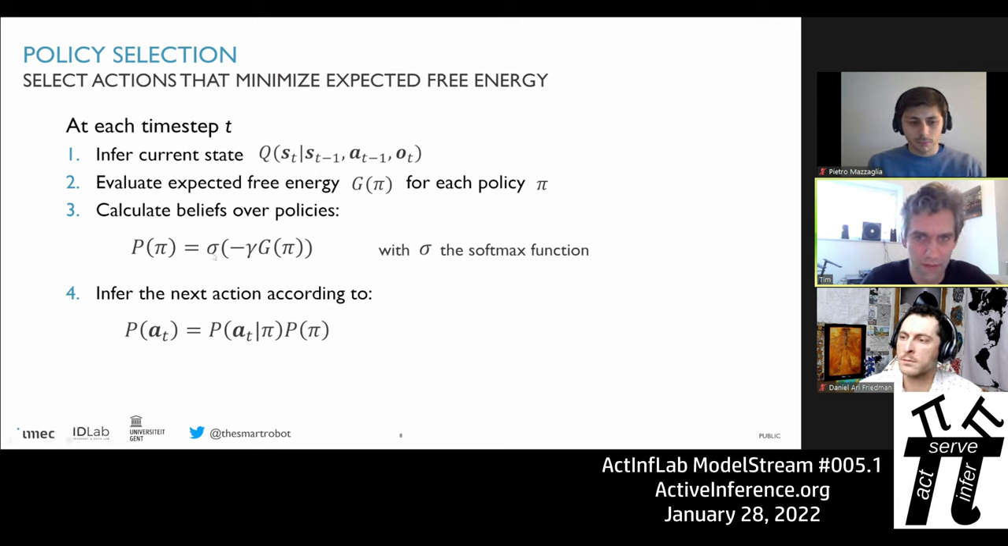And then you use the softmax function. So basically it just says the policies that have low expected free energy are the ones that are most likely. That's the only thing this formula says. And then you infer the next action according to this. You just select the next action from the sequence that you think will give you the minimum expected free energy, and that's how it goes. And then you take this action, you get a new observation, and the process repeats, basically.